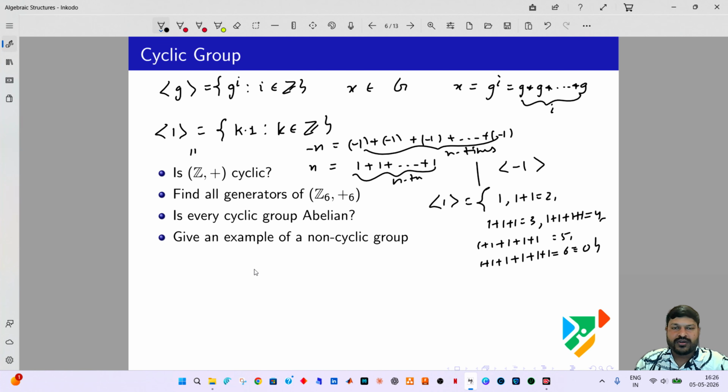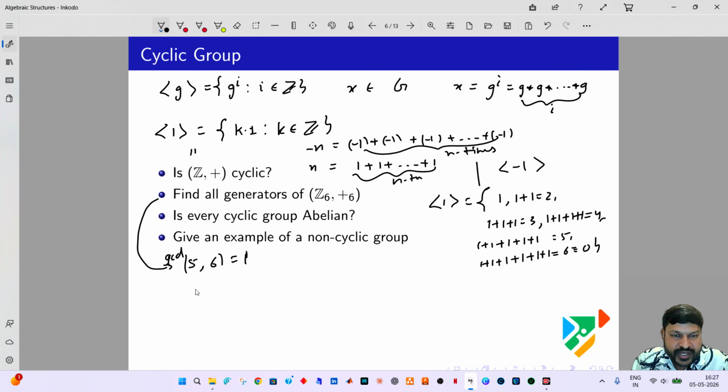Okay. Is this the only generator? No. Any element which is co-prime with 6 is a generator of Z6. What do you mean by co-prime? The common factor of that number with 6 is only 1. There is no other common factor. So, which number is co-prime to 6? The other number is 5. In other words, what is GCD of 5 and 6? GCD of 5 and 6 is 1.